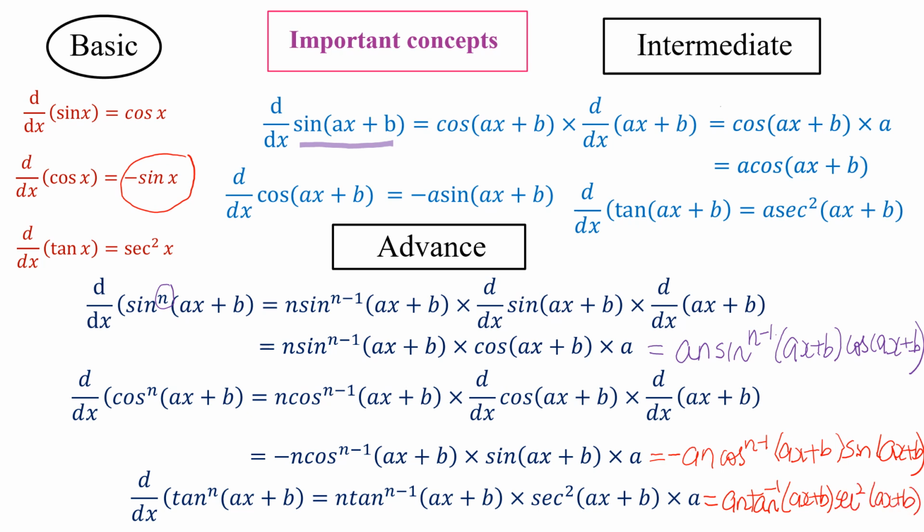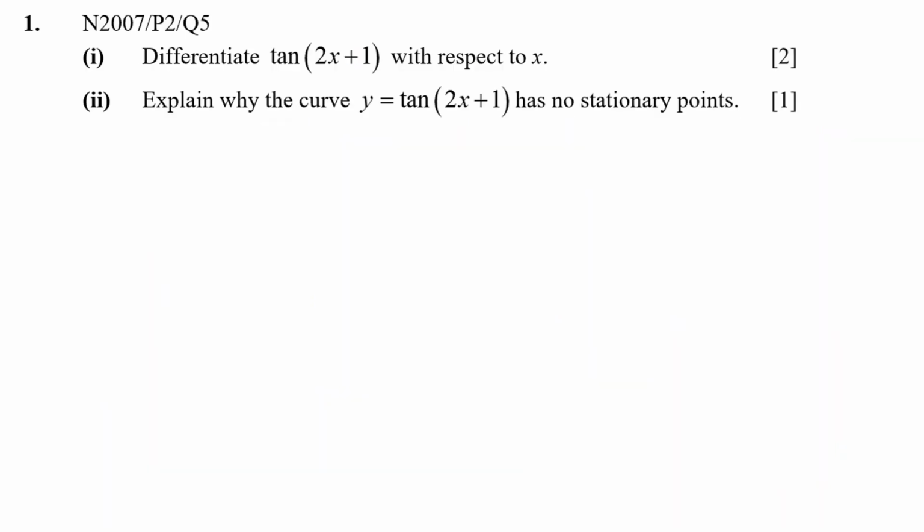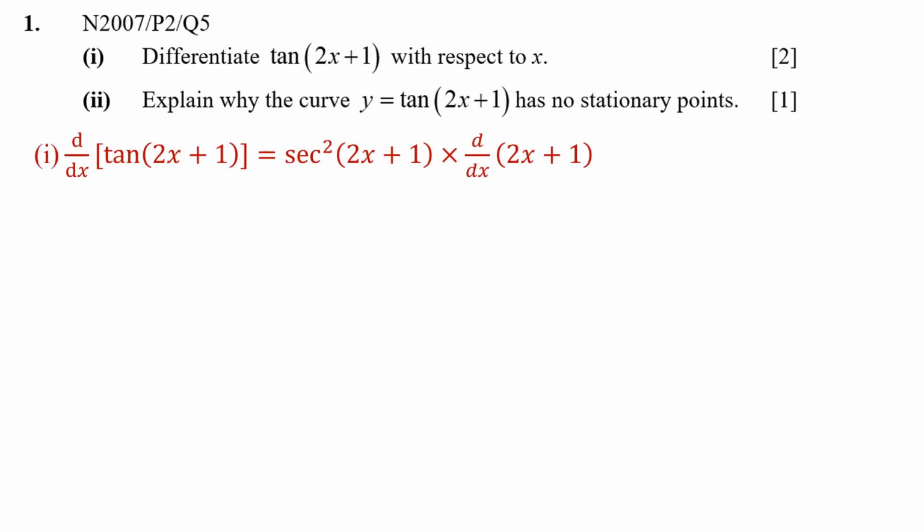So these are basically the concepts that are needed. Let's look at the first question. We're asked to differentiate tangent bracket 2x plus 1 with respect to x. If you recall what we've learned earlier on, differentiating tangent bracket 2x plus 1 will involve two steps. What are they? The first step is you just differentiate tangent. That will give you secant squared bracket 2x plus 1. The second step is differentiating whatever is inside the bracket, which is your 2x plus 1.